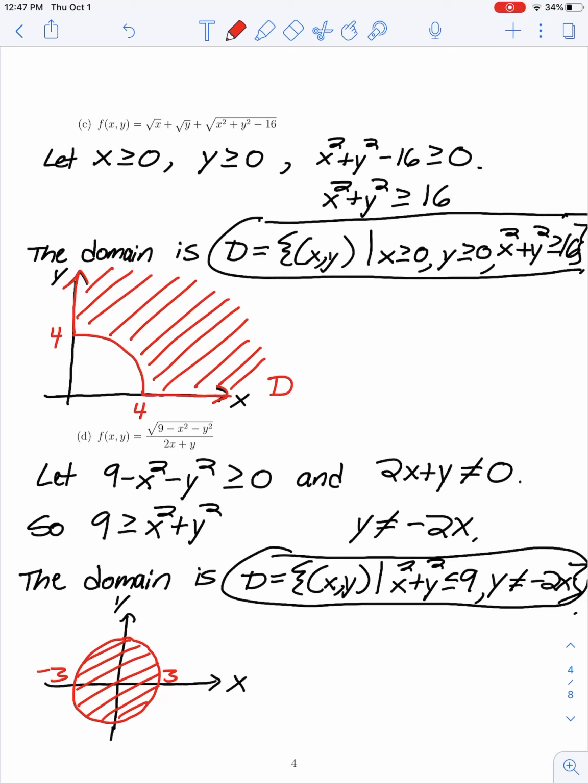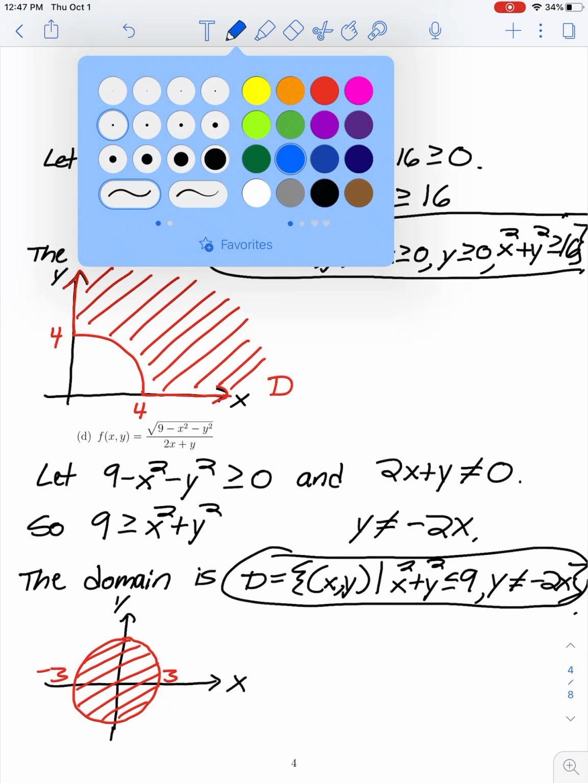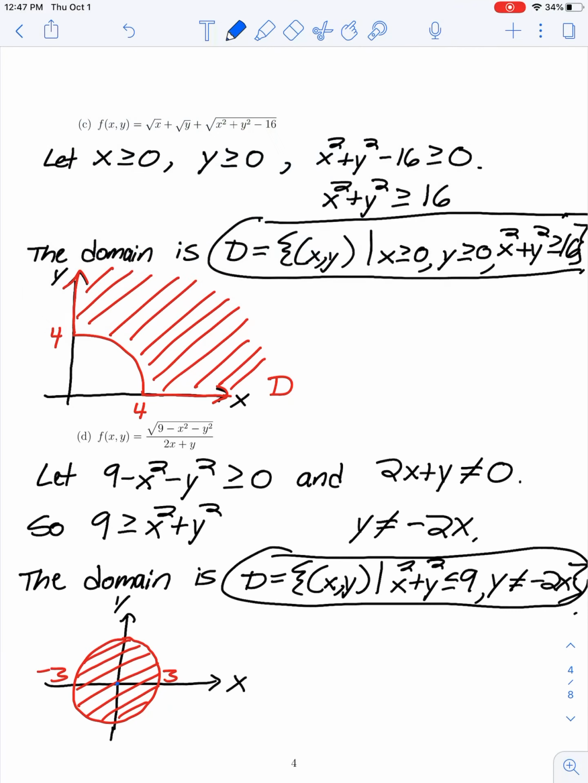However, we also had some restriction that y could not be equal to negative 2x. Now, the equation y equals negative 2x would be describing a line through the origin of slope negative 2. And I am saying that y cannot be equal to negative 2x. So we would be considering all of the points that lie inside of this disk except for points on this line.